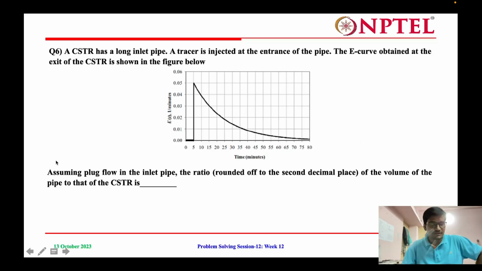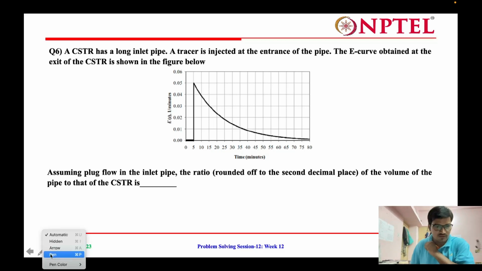Moving to question number 6. A CSTR has a long inlet pipe. A tracer is injected at the entrance of the pipe. The E curve obtained at the exit of the CSTR is shown below. The graph gives E(t) versus time. Assuming plug flow in the inlet pipe, the ratio, rounded up to the second decimal place, of the volume of the pipe to that of the CSTR is asked.